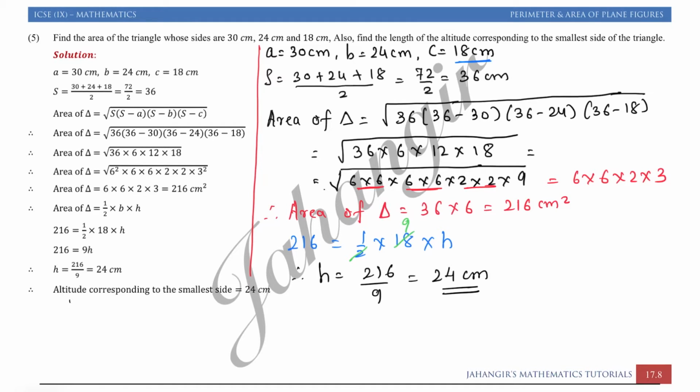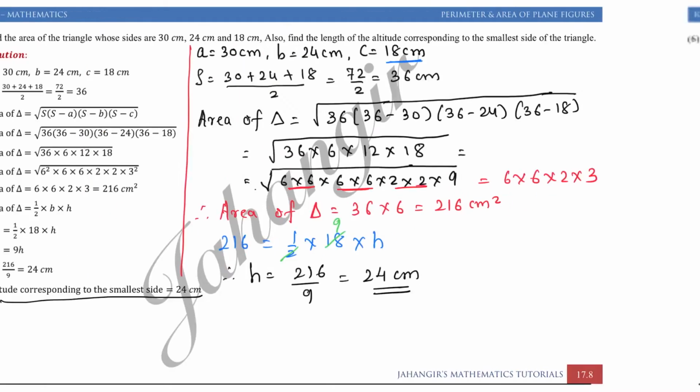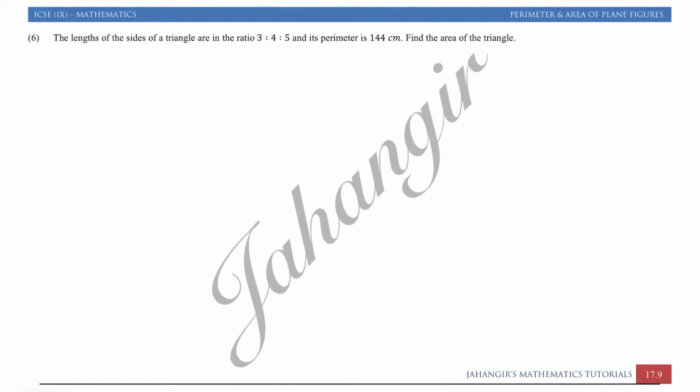Last, my statement is this, you can write down the statement. The lengths of the sides of a triangle are in the ratio of 3 is to 4 is to 5. If the perimeter is 144, find the area of the triangle. So here first we will take, let the common multiple be x.